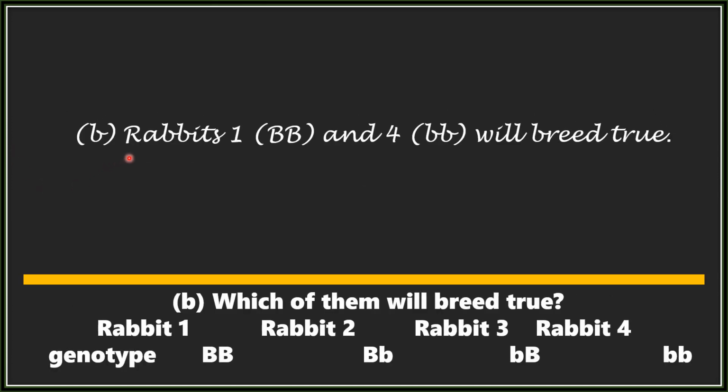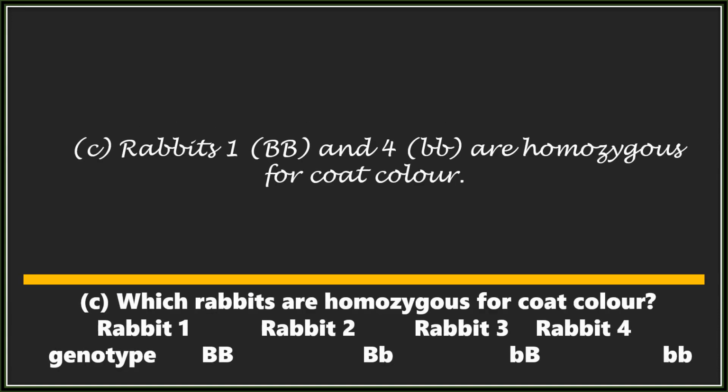B. Which of them will breed true? Rabbit 1, capital B, capital B, and rabbit 4, small b, small b, will breed true. Which rabbits are homozygous for coat color? Rabbit 1, capital B, capital B, and rabbit 4, small b, small b, are homozygous for coat color.